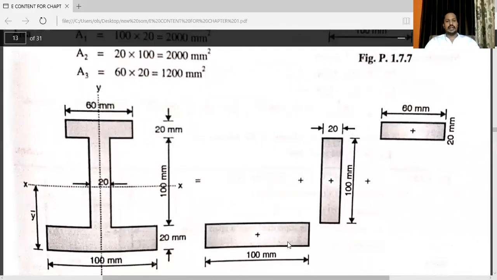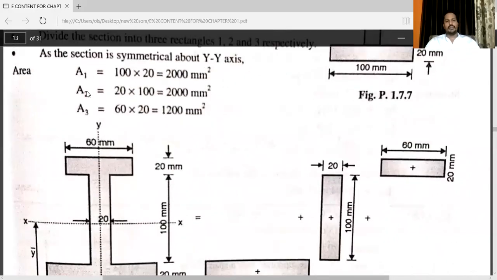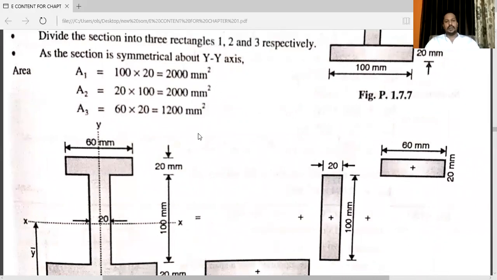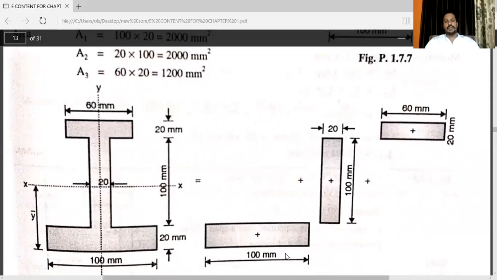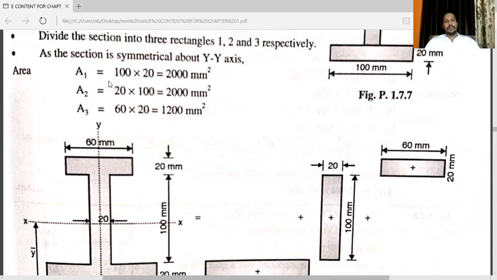The first one, that is 100 into 20. Second one, that is 20 into 100. This one is 60 into 20. Area 1, area 2, and area 3. So here we have taken the value of A1, A2, and A3. These are the rectangles, so base into depth, base into depth, base into depth. So 100 into 20, 20 into 100, and 60 into 20. You will get the value of area 1, area 2, and area 3.